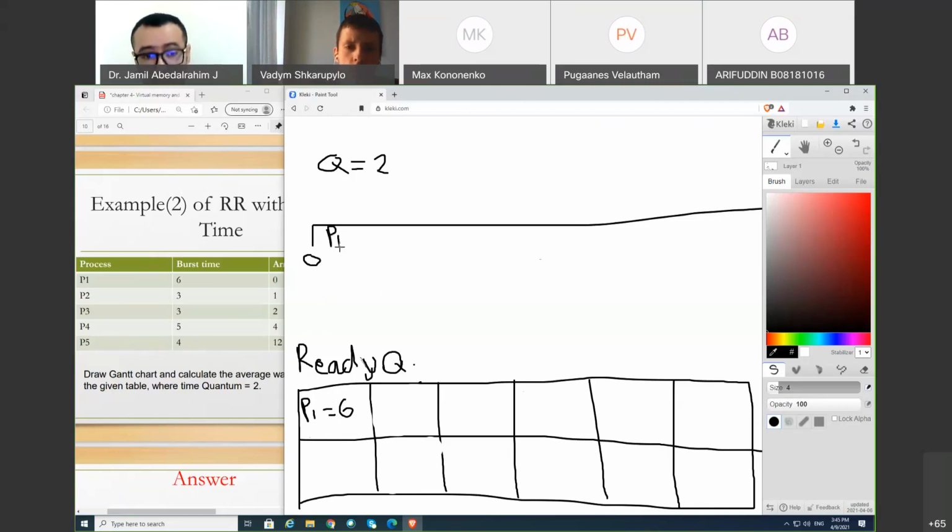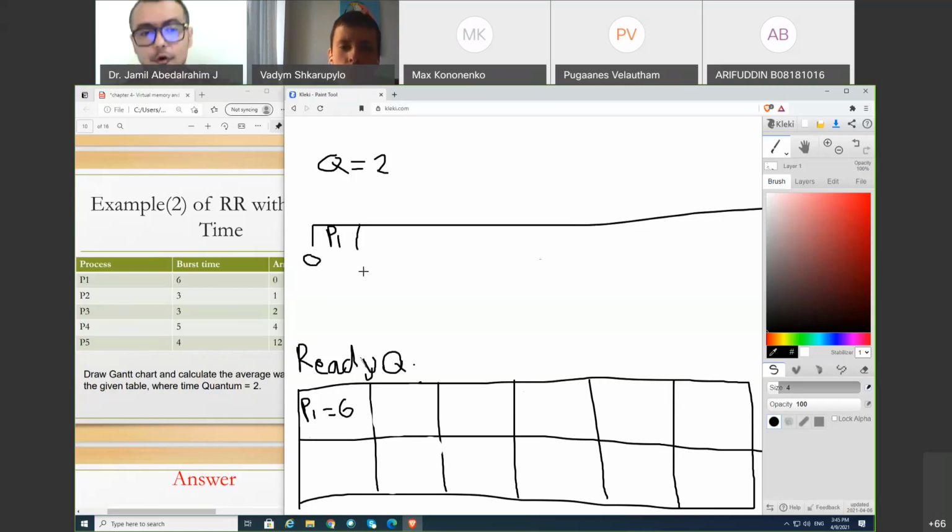This is the second step. We execute P1 from 0 until 6. Why? Or we have to divide it into parts: first P1 for 2, then another P1 for 2, and the third one P2.